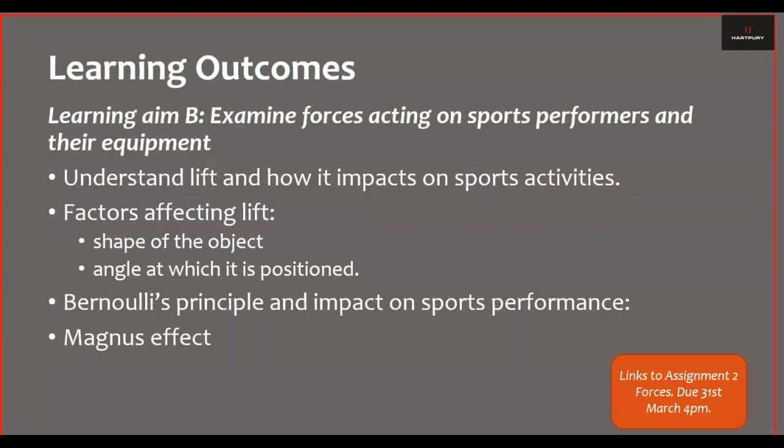So the learning outcomes for today's lesson, we'll be looking at learning A and B, so that's examining forces acting on sports performers and their equipment. And we're going to understand why equipment lifts, or why activities cause lift. So factors affecting lift, we might be looking at shape of the object, angle of how it's positioned, so thinking about a discus, and then we will be looking at the principle itself and the main impacts on most performers in regards to sports. We'll also be looking at spin and how that affects performance and objects as well. So if we think about a free kick, why the spin in a free kick helps that ball to lift, and why that's important.